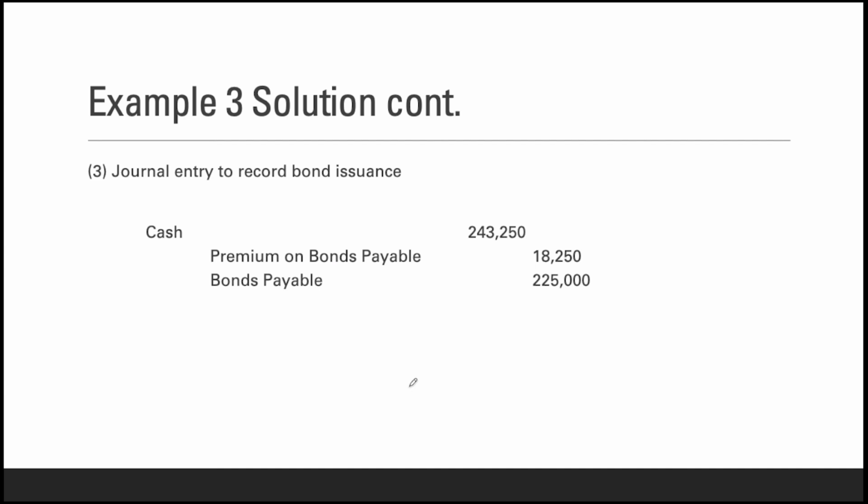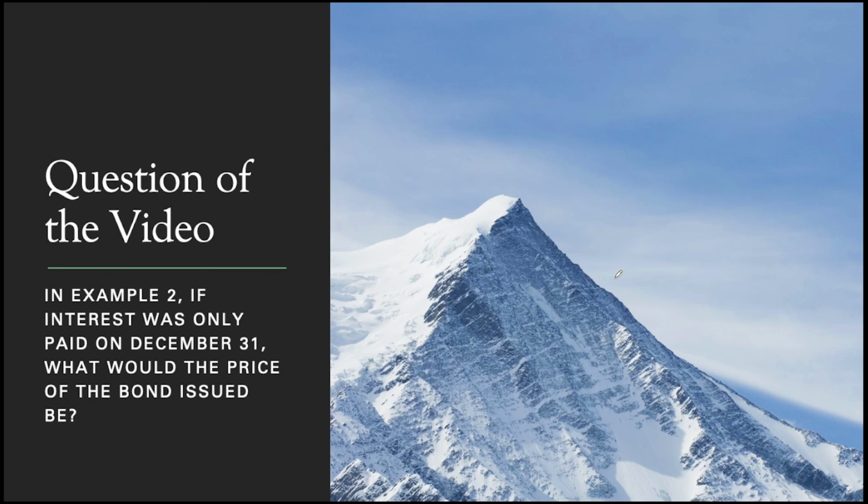Now, taking a look at our last question here within this example, again, the journal entry to record bond issuance. Well, remember, we're going to debit cash for the price of the bond, which we already calculated to be $243,250. When it's a premium, we're going to credit that premium on bonds payable for the amount $18,250. And always remember, the bonds payable amount is always the face value of said bond. So credit bonds payable, $225,000.